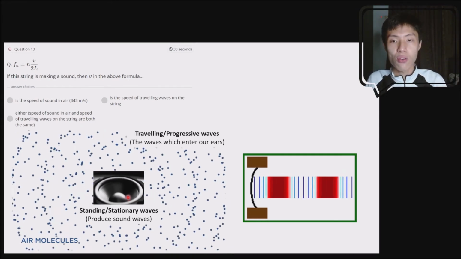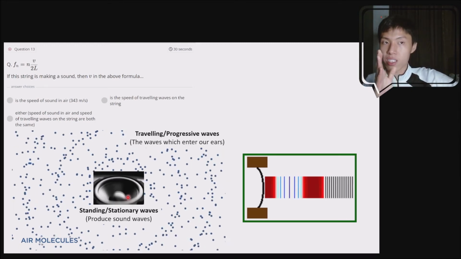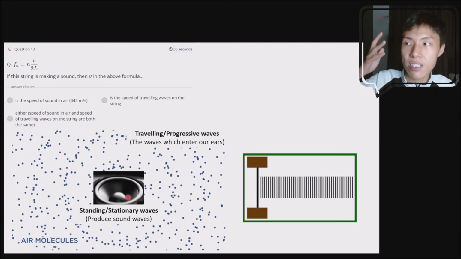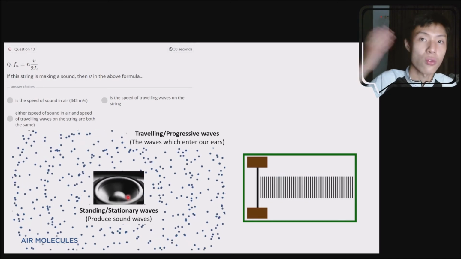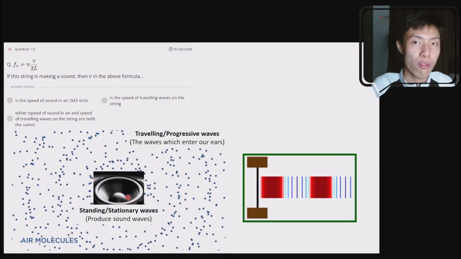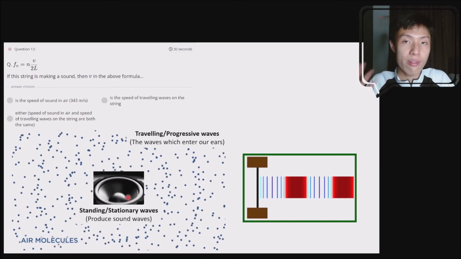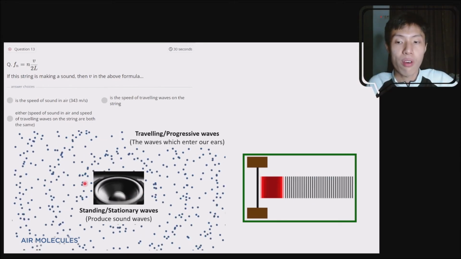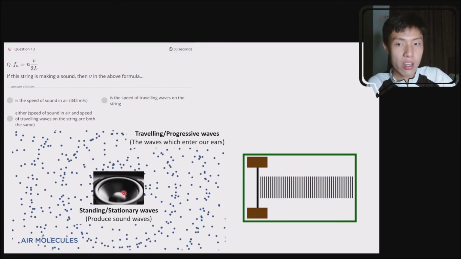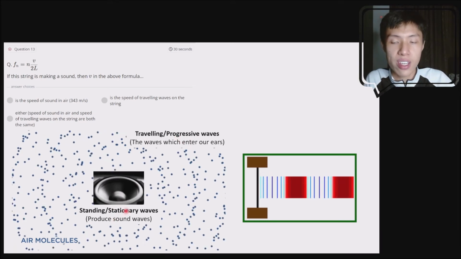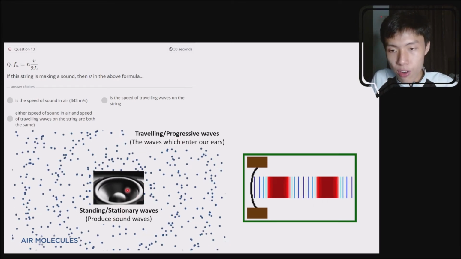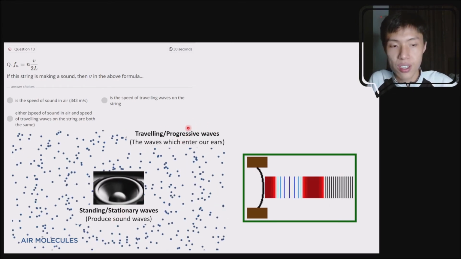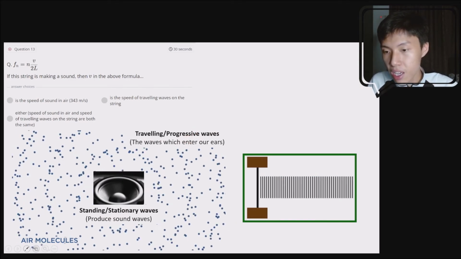So the process of how the wave gets from your guitar to your ear is through a traveling wave. But what is producing the traveling wave is actually a standing wave of the musical instrument. So you need to know this very clearly. Of course, there's a standing wave here, and there's a progressive wave here.